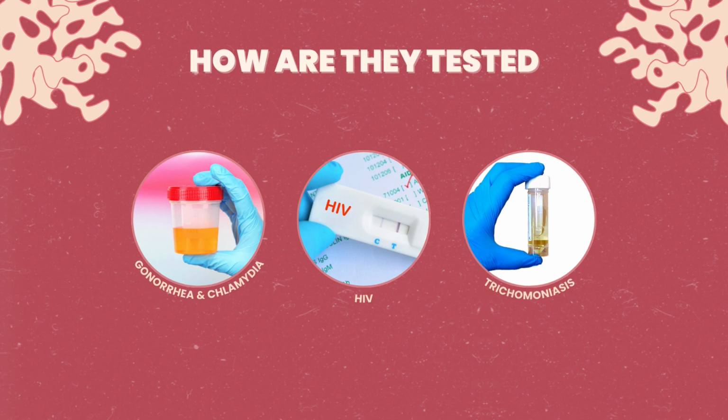HIV testing involves different types of tests, including antibody tests, combination antigen-antibody tests, and nucleic acid tests or NAT. Rapid tests can provide results in as little as 5 minutes, while at-home tests like OraQuick offer convenience and privacy.